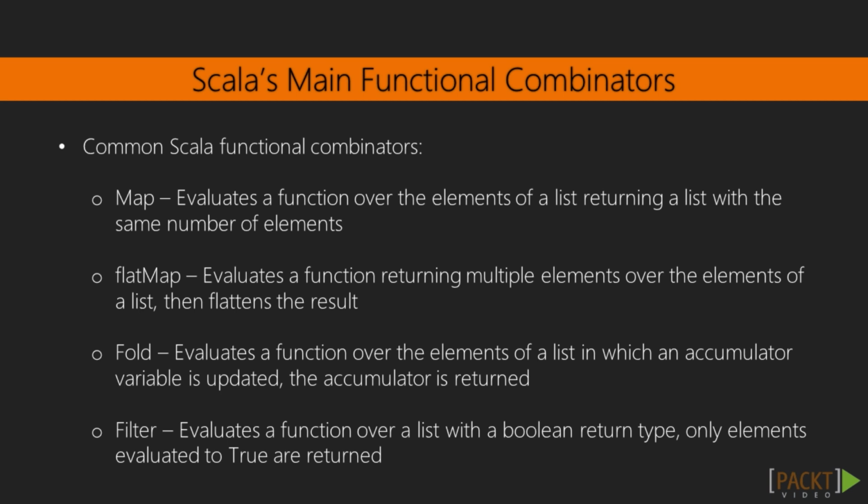Let's discuss four of Scala's most common functional combinators: map, flat map, fold, and filter in the context of a list. The map combinator evaluates a function over a list and returns a list of the same size. Flat map evaluates a function over a list which produces a nested list which is then flattened. Fold evaluates a function over a list which simultaneously updates a separate accumulator variable. Filter applies a Boolean function over the elements of a list and returns only the elements of that list that evaluate to true. Even though we have been using the example of a list here, the functional combinators would work the same way on other data structures like a hash map or a set.